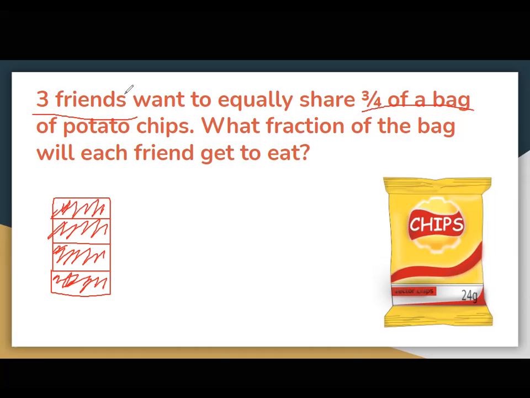All right, oh, too many. There we go, 3/4. So 3/4 is what we're starting with. And how many friends want to share this bag? Well, there are 3 friends, so we want to make sure that we divide it into 3 equal groups.